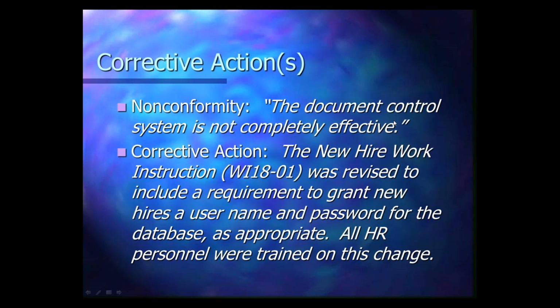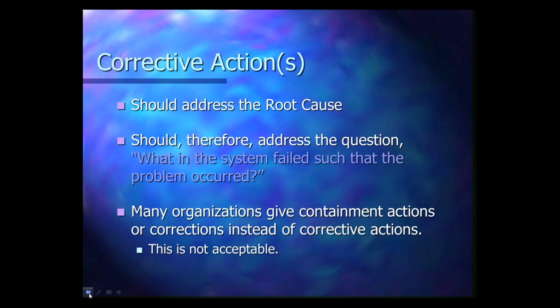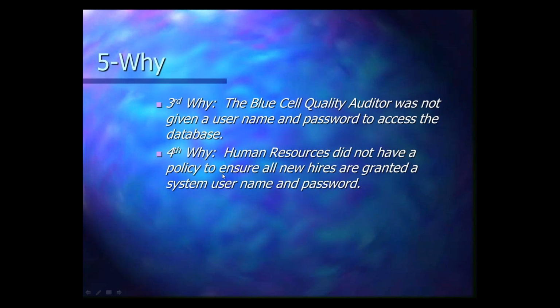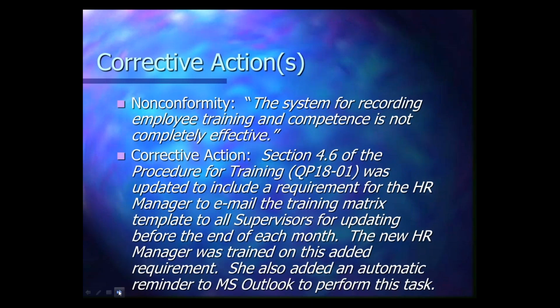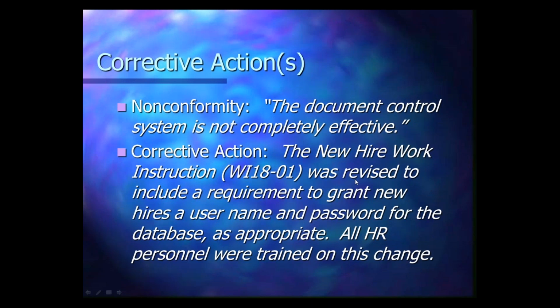Our second example: the document control system is not completely effective. Our corrective action: the new hire work instruction was revised to include a requirement to grant new hires a username and password for the database as appropriate. All HR personnel were trained on this change. Does this corrective action address the root cause? HR did not have a policy to ensure all new hires were granted a system username and password, and in fact this corrective action does. There is now a work instruction for that.